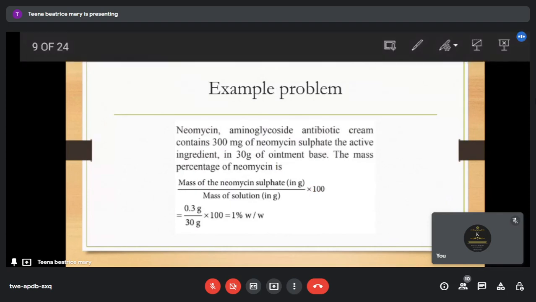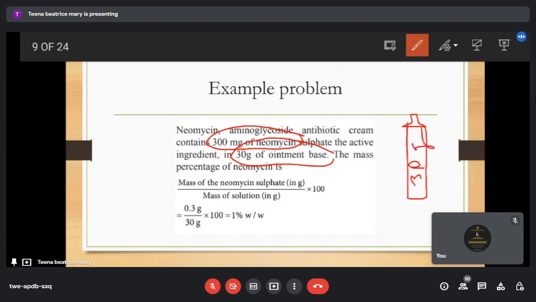Neomycin aminoglycoside antibiotic cream contains 300 mg of neomycin. How much neomycin do we have here? 300 milligram of neomycin sulfate, the active ingredient, in 30 gram of ointment base. In what form do we have it? As an ointment. This ointment is 30 gram. So overall it is 30 gram, and all these are constituents in that 30 gram.